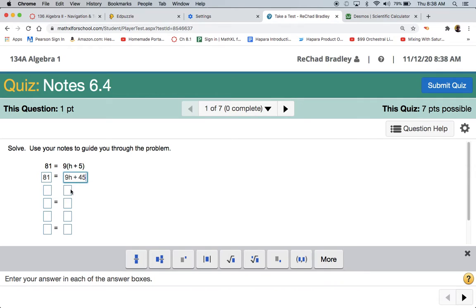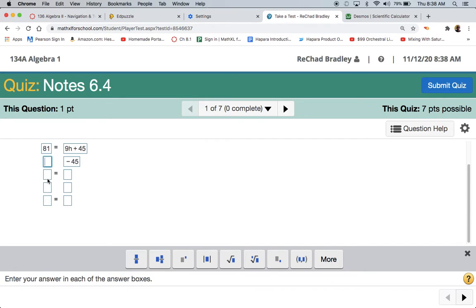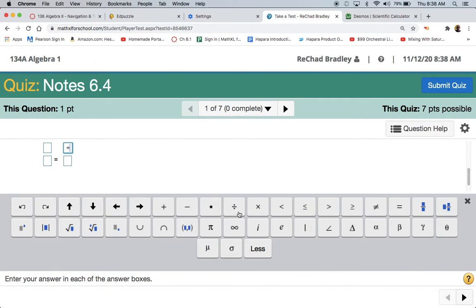We will then move our 45. Again, remember the 9h, that's 9 times h, so that's stronger than plus 45. And so we'll move our 45 by subtracting it. So minus 45 and minus 45. 81 minus 45 is 36. And that would equal, again, if that goes away, the only thing left is 9h. From there, we divide by 9 on both sides. And we end up with the answer of 36 divided by 9 is 4. And the only thing that comes down here is h.